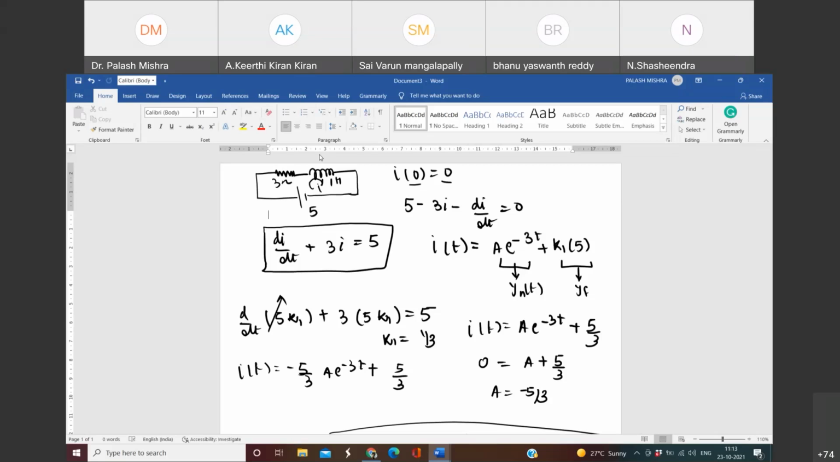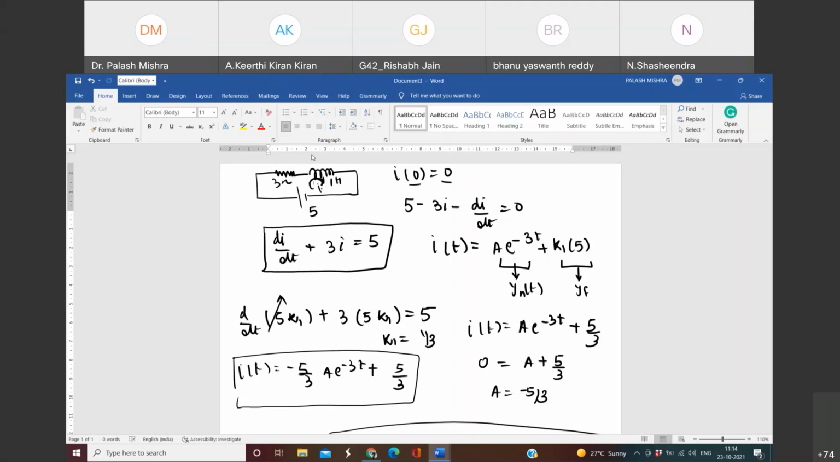Yes or no? Yes, sir. Okay, you can verify also. See, at time t equals 0, what will be the current in this circuit? Without seeing anything, can you tell me at time t equals 0, it will be 0 or some other value? It should be 0. So if you put t equals 0 here, minus 5 by 3 and 5 by 3 will cancel and the current will become 0. Is it okay?